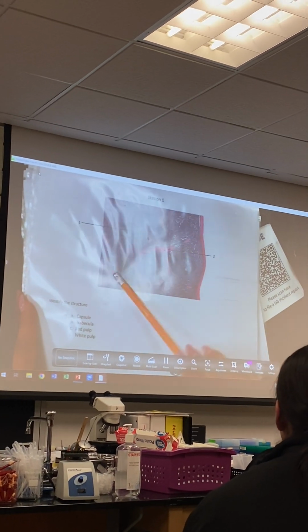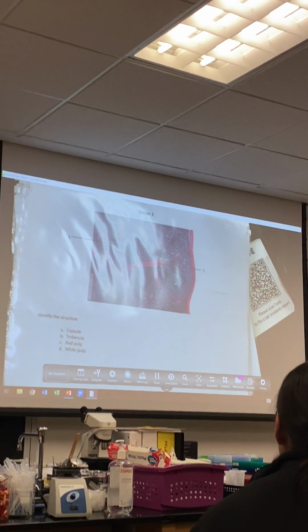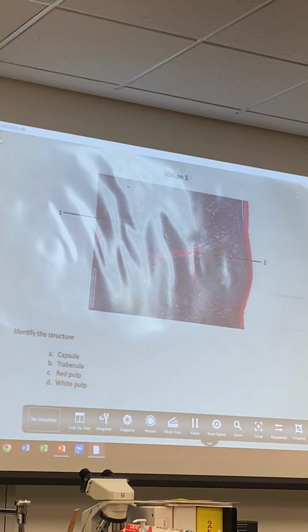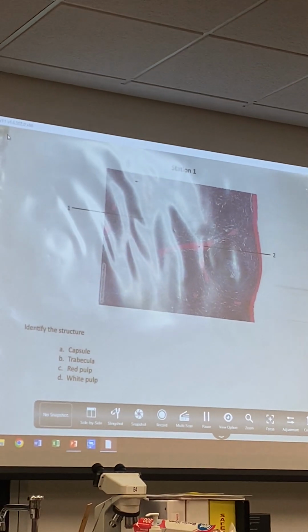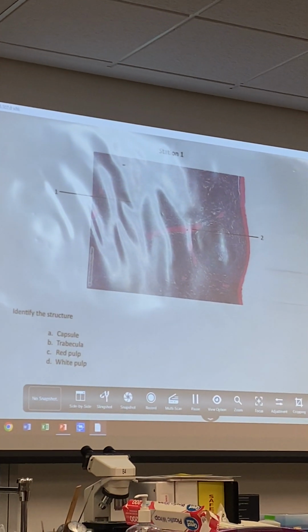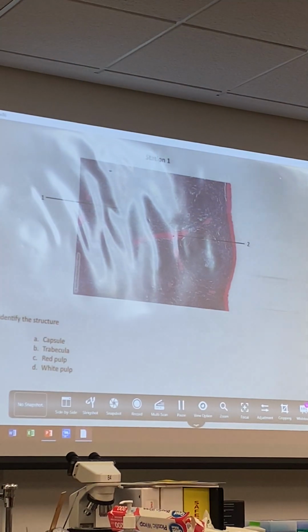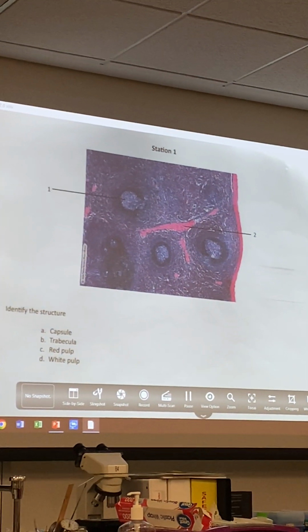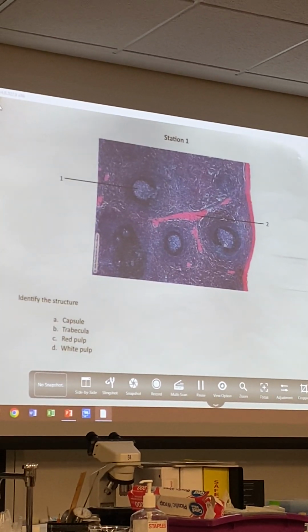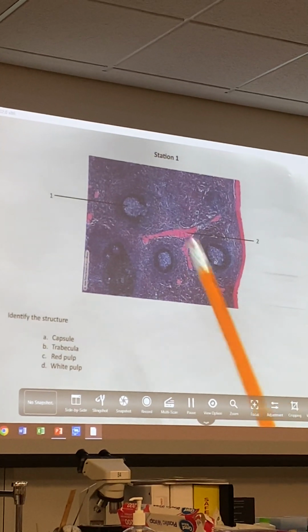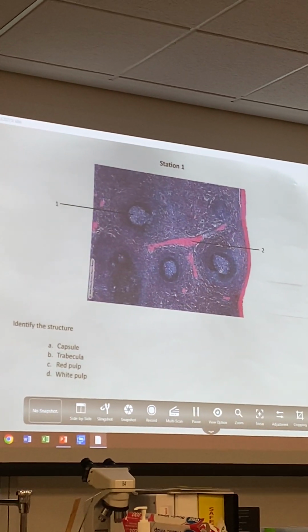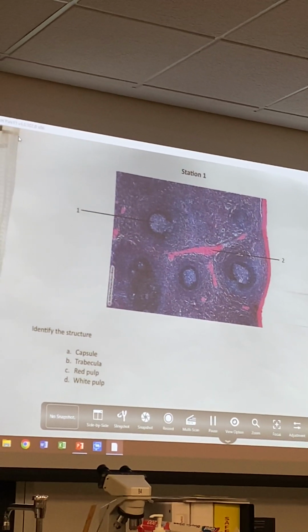The structure here in the middle is going to be the trabeculae. So that was B. Let me try that one. Oh, yeah, that's better. Alright, so the first one is going to be what? White pulp. White pulp, yes.